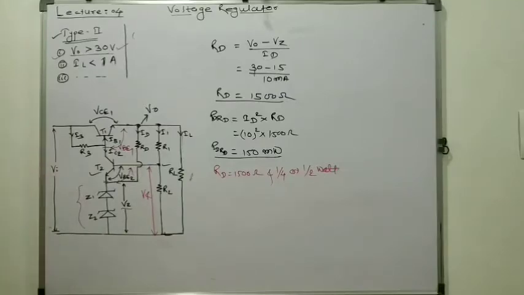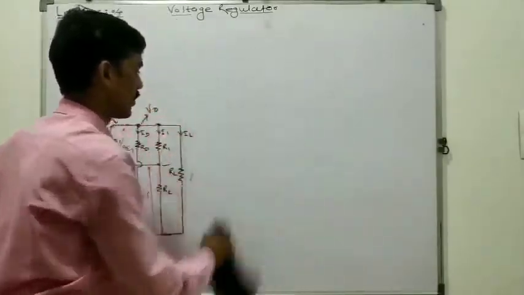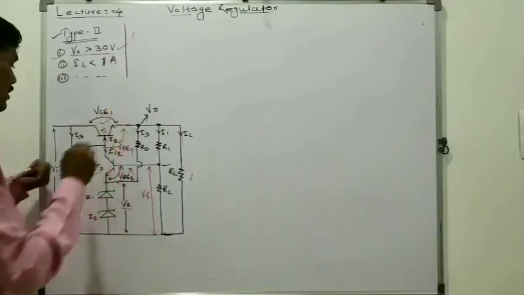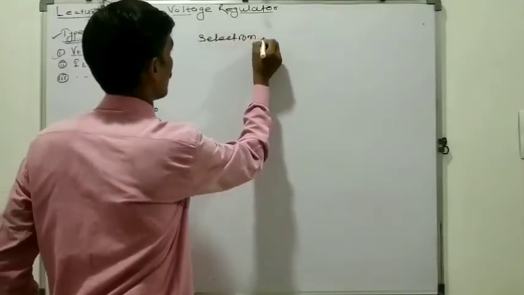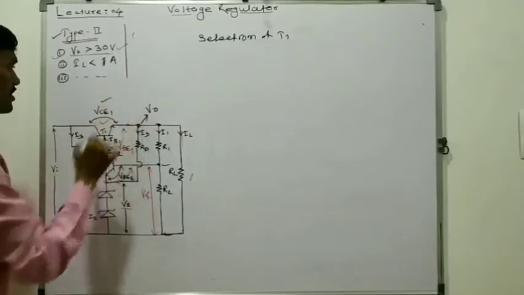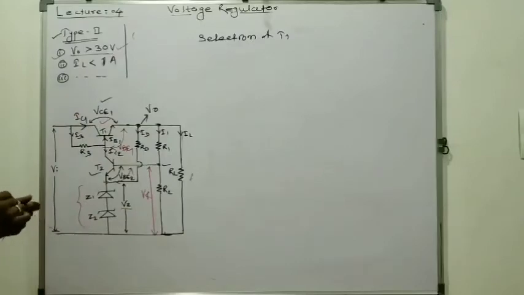Now next is selection of power transistor, that is transistor T1. Now next component we have to select is the power transistor, that is transistor T1. For selection of transistor T1, again we have to calculate the VCE1, then we have to calculate the IC1. These two parameters, that is voltage and current, we have to calculate for the power dissipation.